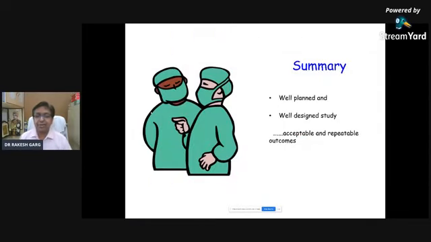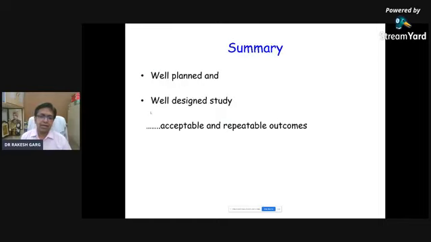So to summarize, a well-planned, well-designed study is the foremost thing. You need to spend more time on the planning and designing of your study rather than on data collection and its publication. And if your design and planning are good, the chances of acceptability and repeatable outcomes are good, and the chances of publication would be very, very high.